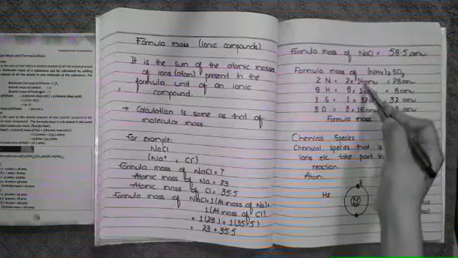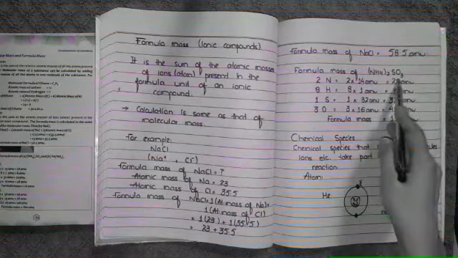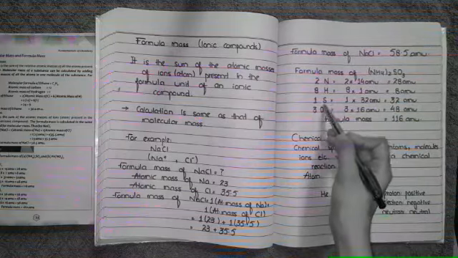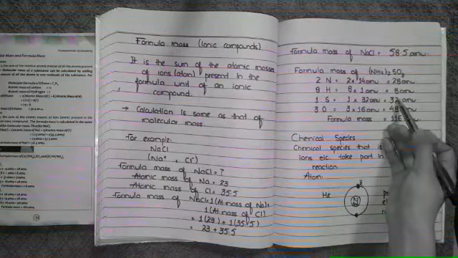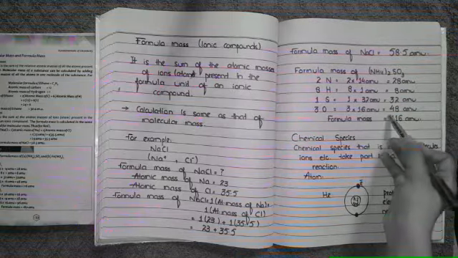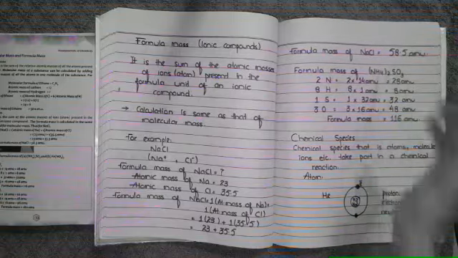These are the atomic masses of these elements. Nitrogen is 14, 2 into 14 we get 28. 8 into 1 we get 8, and 32 is the atomic mass of sulfur, 32 AMU. The atomic mass of oxygen is 16, so we get 48 AMU. By adding all these, we will get the formula mass of this ionic compound.